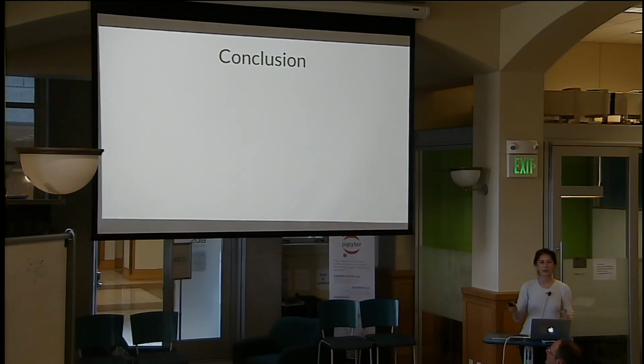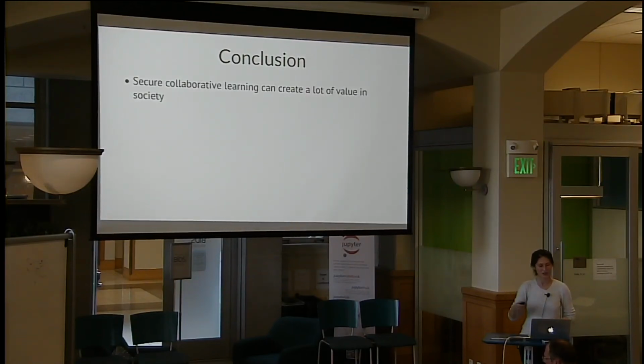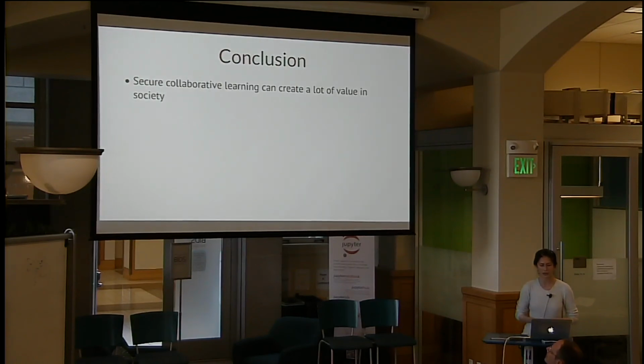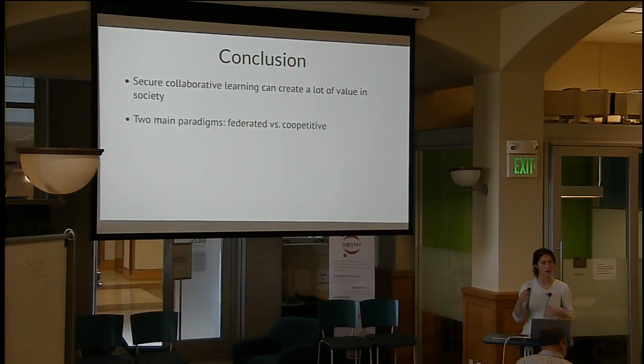Okay, so that's a very brief overview of secure collaborative learning. And both I and my lab mates and advisors think that this is a very cool direction, and it can create a lot of value in society by enabling applications that couldn't be done before. I presented two main paradigms, federated versus coopetitive. Each one has its advantages and disadvantages. So, in order to find the right paradigm for your setting, you should think carefully about what your application requires.